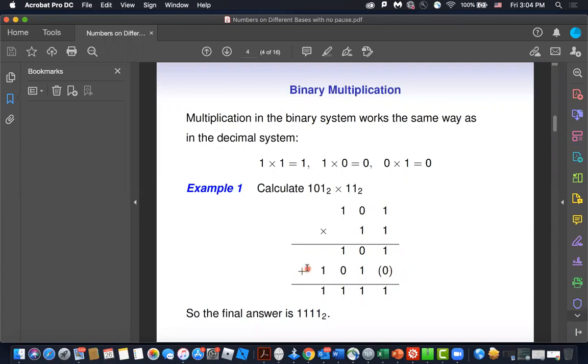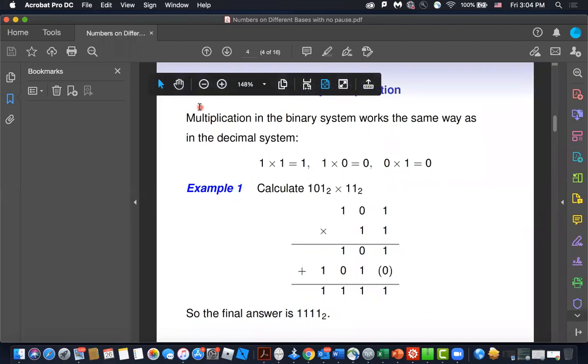Then again, we're going to do addition. So again, start from the right. 1 plus 0 is 1, 0 plus 1 is 1, 1 plus 0 is another 1, and the answer is 1111 base 2. So that is the final answer. Not too bad, because it's so comparable to what we are doing in decimal.